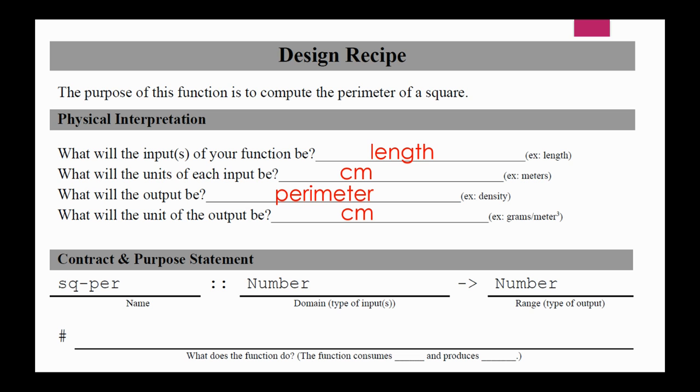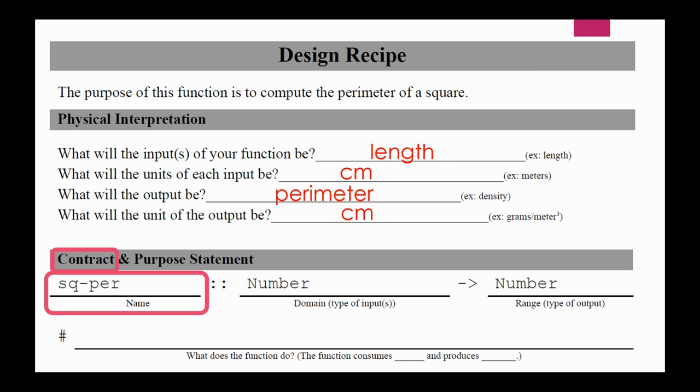Then this next section is what's called a contract and purpose statement. When you think about what a contract is, it's an agreement, right? I'm going to give you something, but you have to give me something in return. So the contract is just going to be an agreement with the computer, the agreement with Pirate. What is going to happen with this particular function? This first part is the name of our function. This has already been filled in for you as Squipper. Why do you think it is named this way?